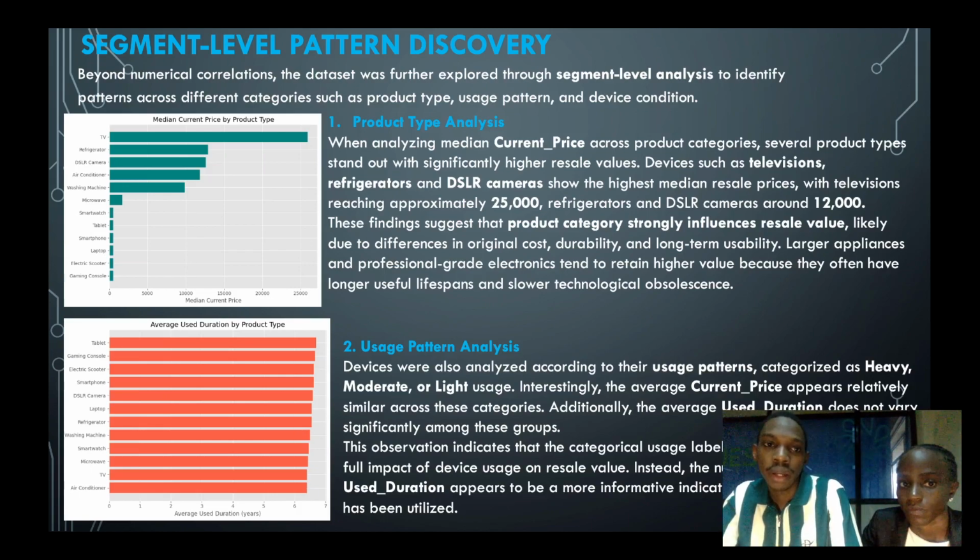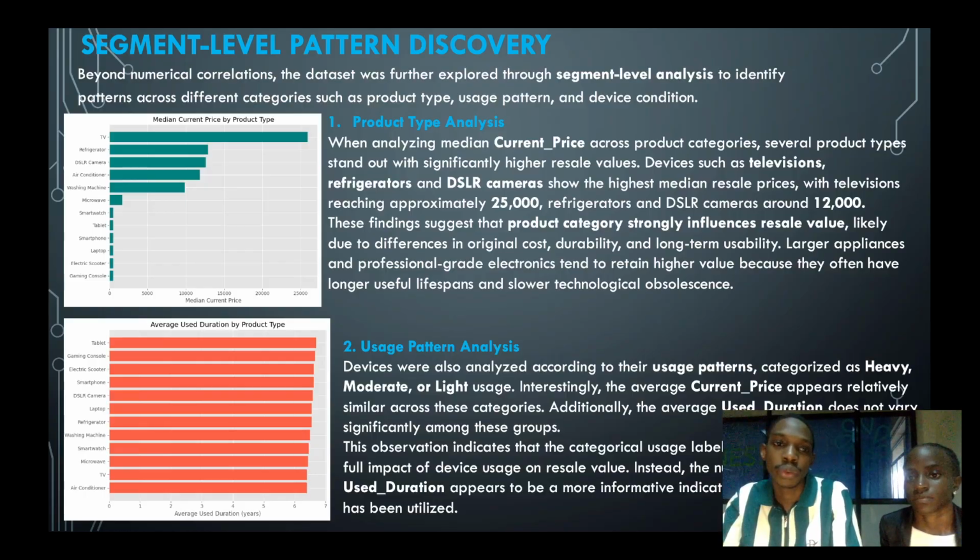So next, we wanted to study the segment level pattern discovery. So beyond the numerical correlations, the dataset was further explored through segment level analysis to identify patterns across different categories such as product type, usage pattern, and device condition. So when analyzing median current price across product categories, several product types stand out with significantly higher resale values.